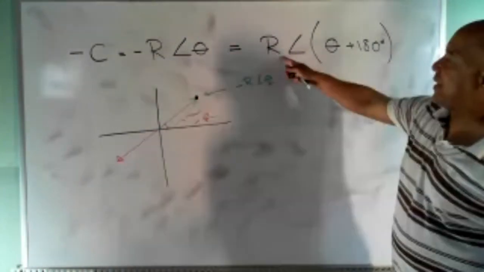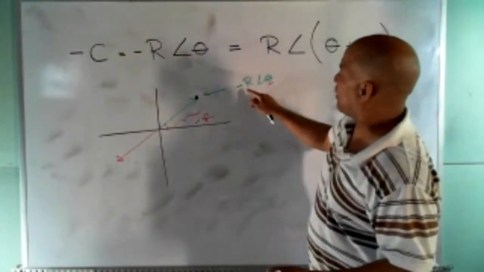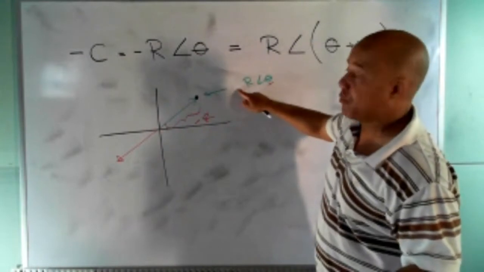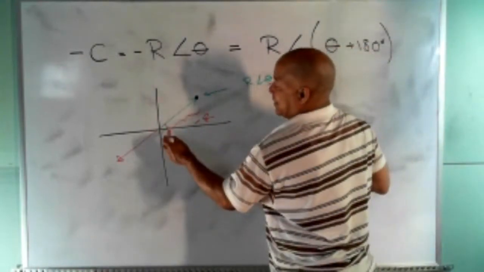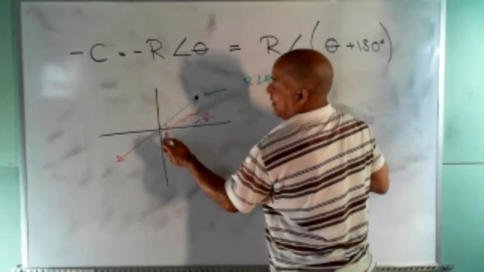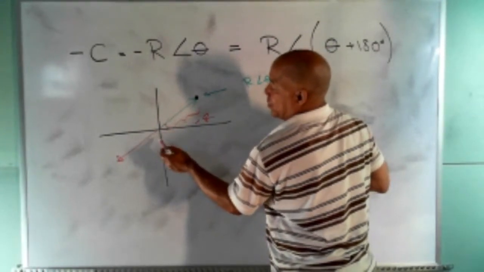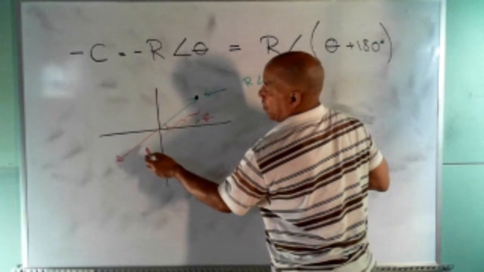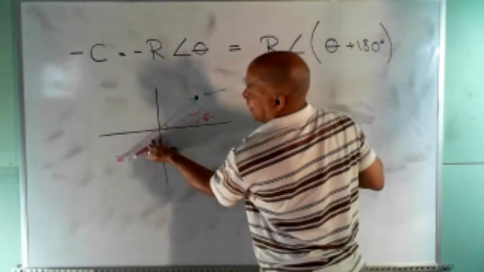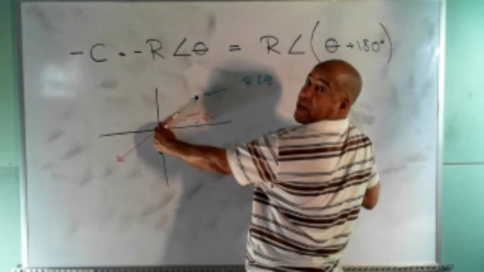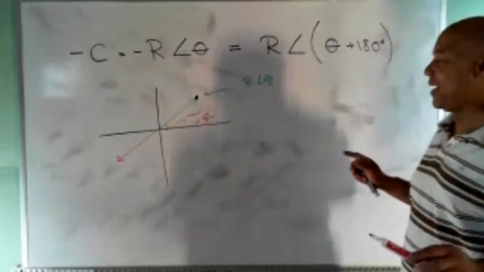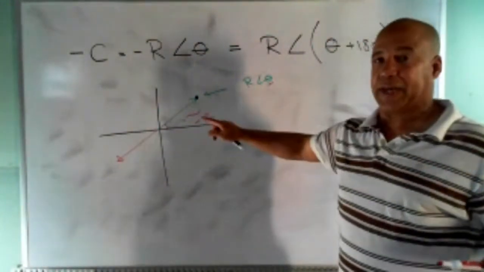So what this is saying is that if you just get rid of the negative sign, write it as positive R, but then you have to take this angle and add 180 to it. So if I take this angle and add 180 to it, it's going to take that positive number and flip it right on top of that negative radius vector. I don't know if you can see that, if that makes sense. It makes perfect sense to me in the picture.